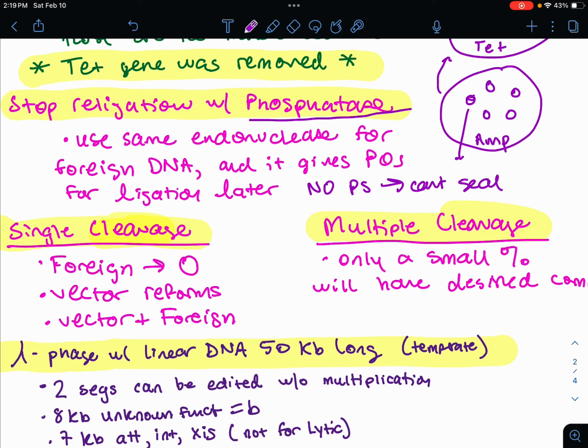Foreign DNA is cut with the same endonuclease, and this will provide phosphates used in ligation. So we're kind of recycling these phosphates because of this endonuclease cutting the foreign DNA. Okay, so we could have single and multiple cleavage sites.